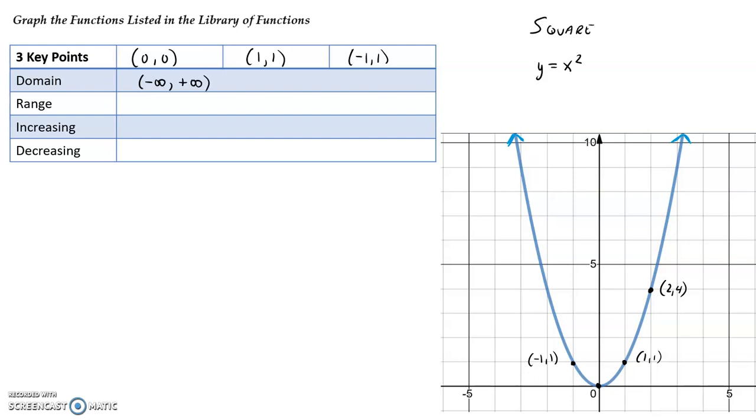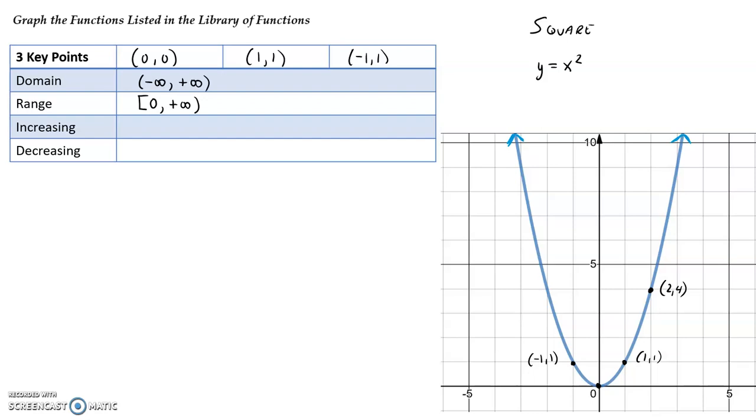For our range, we'll take a look at how far up and down the graph goes. Our lowest y value here is a 0, and that point is defined on our function, so we're going to be able to put a bracket on that 0. And it's going to be going upward forever, so all the way to positive infinity, and infinity always gets a parenthesis.